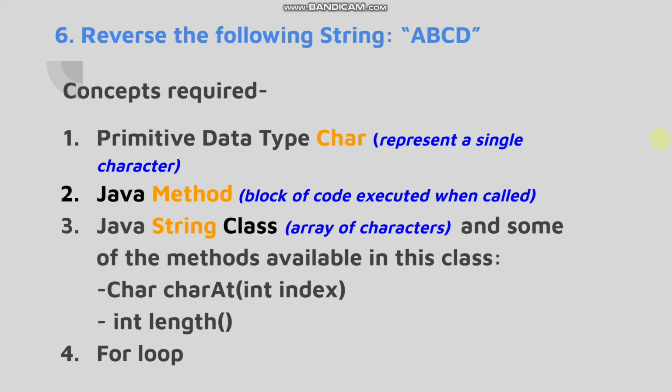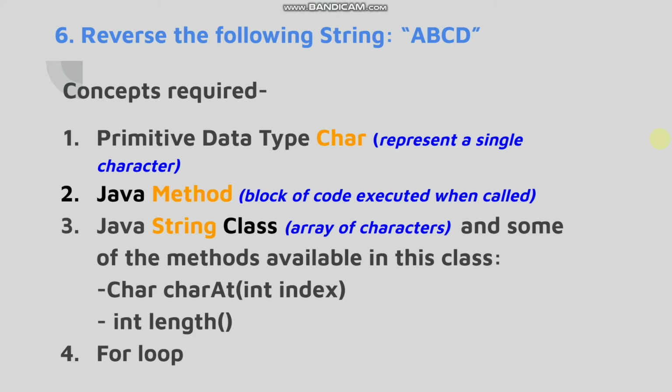Number 1, you should know the primitive data type char. A char represents a single character. You can only use one character, but a string has multiple characters, as you can see A, B, C, D. That's the difference. Number 2, you should know Java methods. A method is a block of code executed when called. We're going to use 2 methods today.